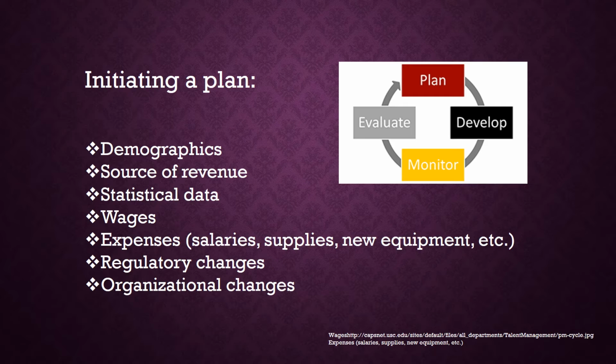Statistical data is concerned with the daily census, the average length of stay, and the number of surgeries performed. Expenses, including inflation. Regulatory changes, which are legislative mandates that may affect the institution, such as nurse-to-patient ratio, could have a catastrophic effect on the budget of an institution. Organizational changes, like new management, the unionization of the workforce, or outsourcing of services.